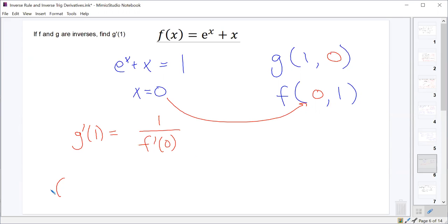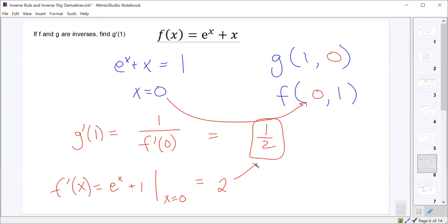And what's f prime of x? e to the x plus 1. And so if we evaluate that at x equals 0, what does that become? 2. And so g prime of 1, which is 1 over f prime of 0, is 1 over 2. Easy enough or no?